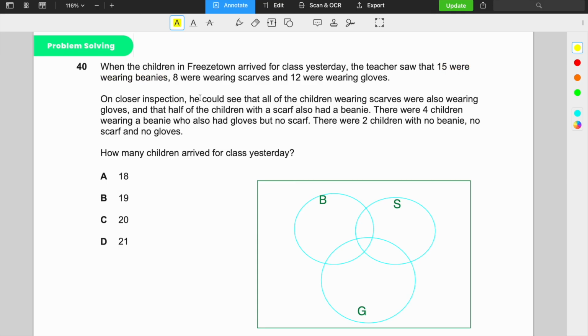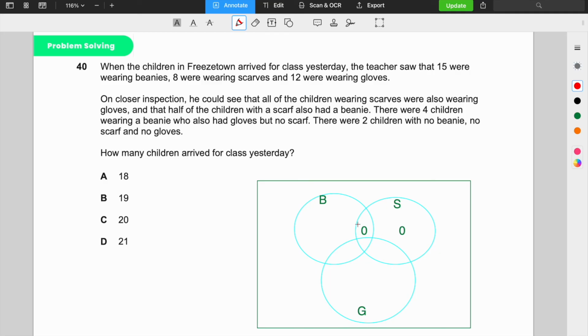On close inspection, he could see that all of the children wearing scarves were also wearing gloves. So what that means is that this region here is equal to 0. Why? Because there are no students who are only wearing scarves and not wearing gloves. So this region here is equal to 0, and also this region here is equal to 0, because there are no children who are wearing scarves but not gloves.